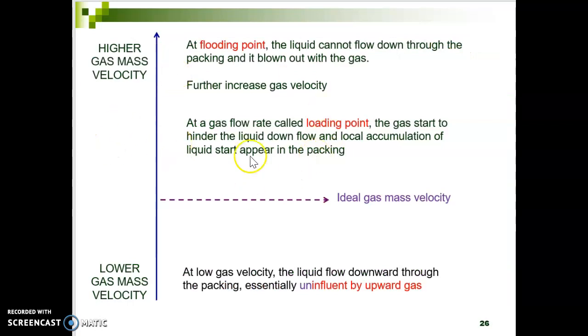So that's why in designing your column, it must have the ideal gas mass velocity, because at low gas velocity, the liquid flow downward through the packing is uninfluenced by the upward gas. But when we further increase the gas mass velocity, first there is a loading point where the gas starts to hinder the liquid flow down and local accumulations of liquid start to appear in the packing. So inside your packing, there will be liquid built up. But when we further increase the gas velocity, it reaches the flooding point where your liquid cannot flow down through the packing and it is blown out from the column.